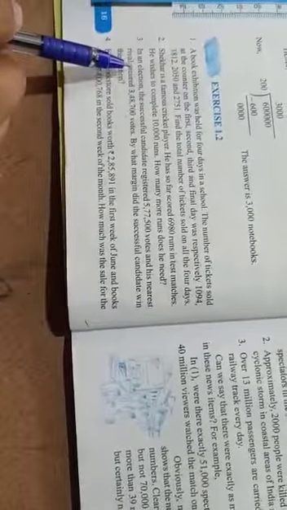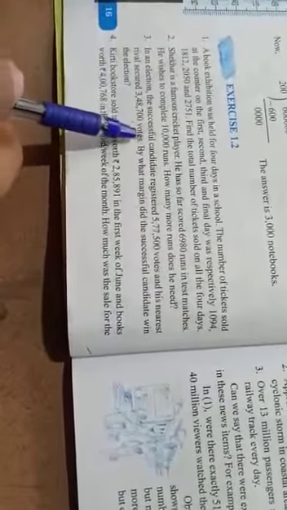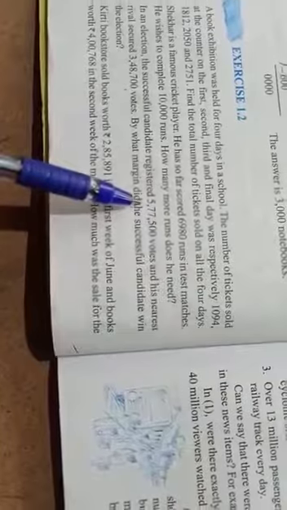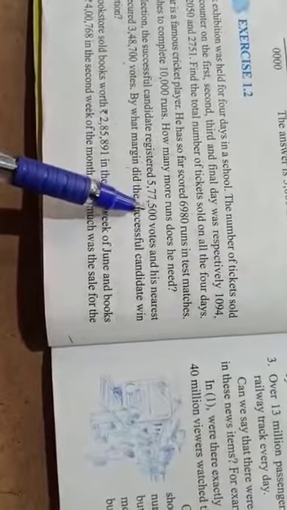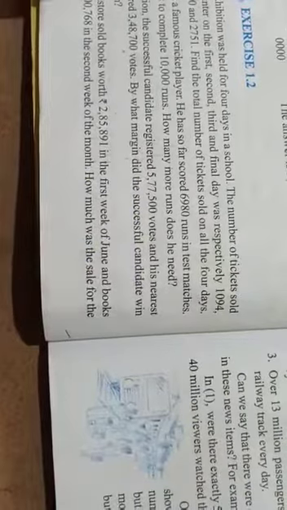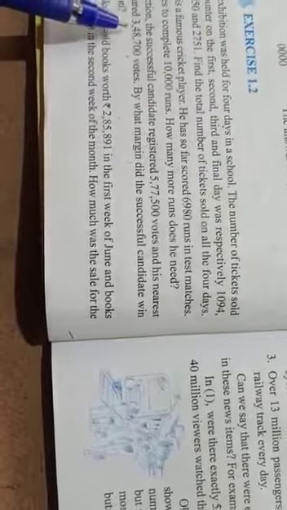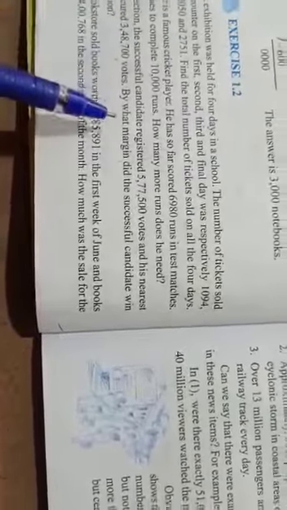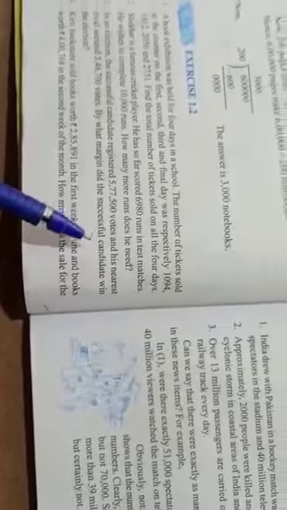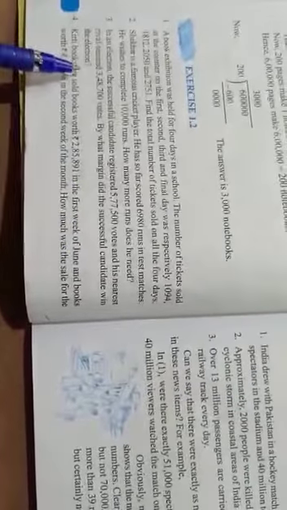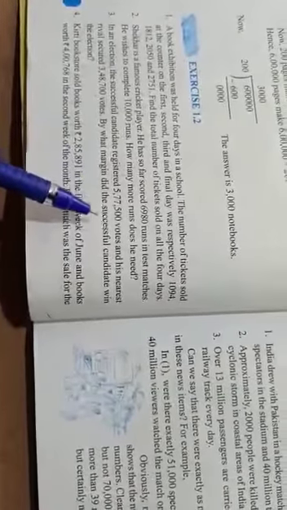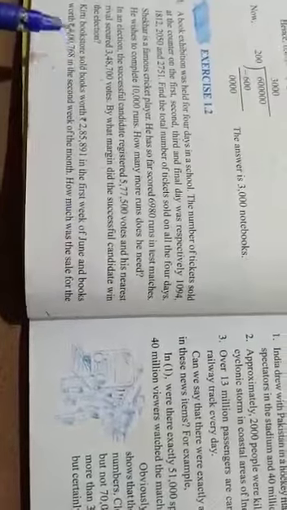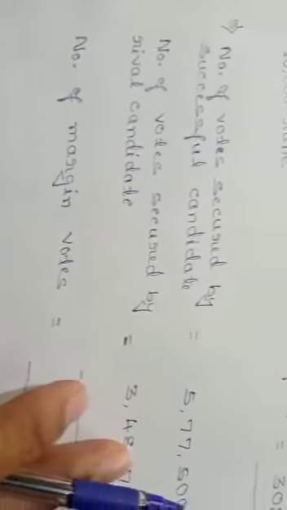Students, let's take the third problem. In an election, the successful candidate registered 5,77,500 votes and his nearest rival secured 3,48,700 votes. By what margin did the successful candidate win the election? Students, answer for this problem.